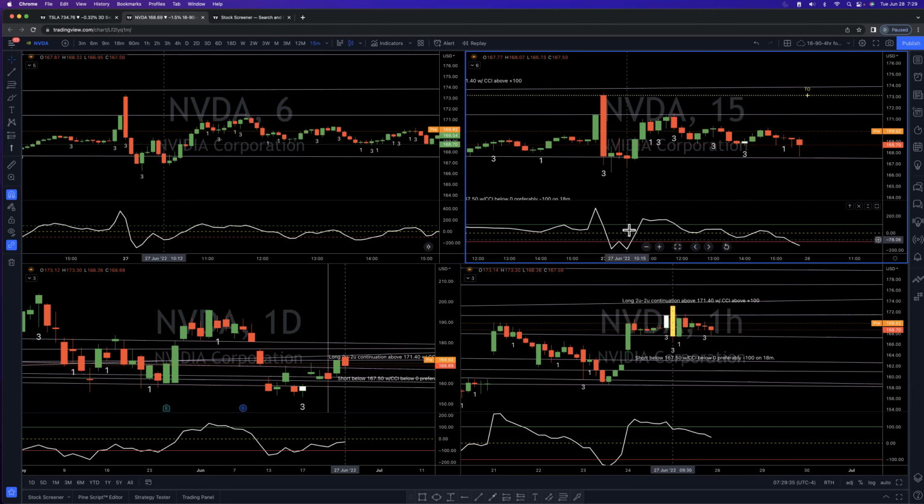I like my 15, 18-minute crosses. All right, so this crosses back over with some momentum. You can see this kind of double bottom, if you will, on the CCI, but it traded down, traded back up, but did not.